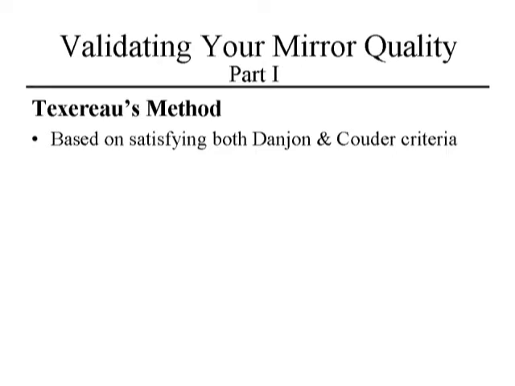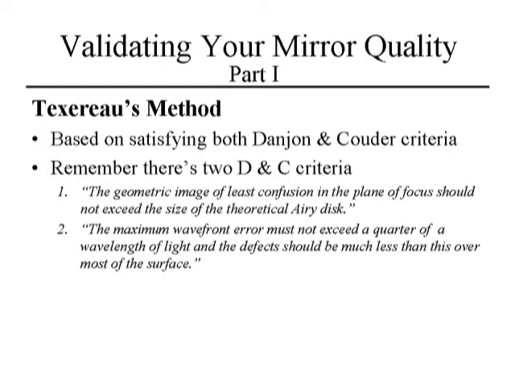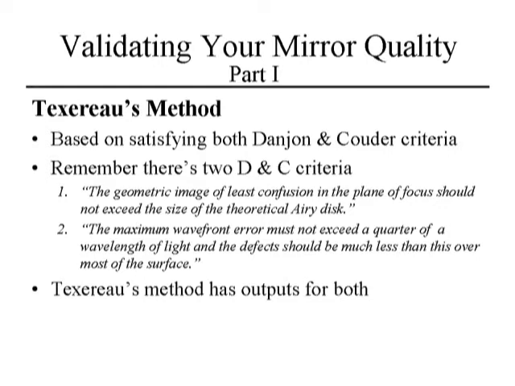Texereau's method does not establish a plus or minus tolerance for your knife edge reading. What Texereau's method does is based on satisfying the Danjon and Couder criteria. The D&C criteria has two elements, remember, and Texereau has outputs in his reduction methods for both criteria, the condition 1 and the condition 2.